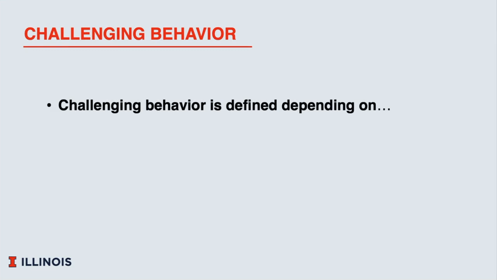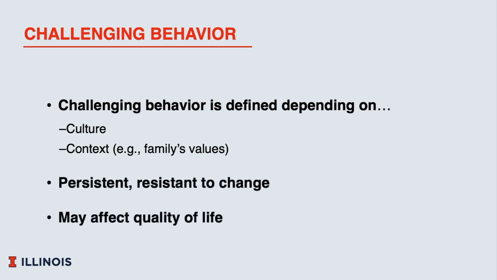Now that we have talked about what is behavior in general, let us focus on what a challenging behavior is. Depending on the culture or the context, challenging behavior may be defined differently. For example, imagine a child running around the table during mealtime. The running may be considered as challenging in some cultures, but it may also be considered age-appropriate in other cultures. Generally, challenging behaviors are persistent and resistant to change, cause harm to self or others, interfere with the child's ability to learn, and impact the family's well-being.